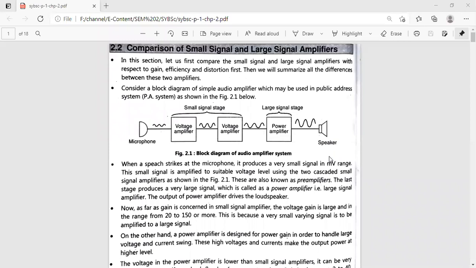Hello students. In the last lecture we completed our chapter number 1, that is amplifier, in which we studied small signal amplifiers, how to plot AC and DC load lines, what AC and DC load lines are, after that frequency response, gain bandwidth product, designing of a single stage amplifier, the effect of coupling capacitor and bypass capacitor, and we have seen the designing of a two-stage amplifier also.